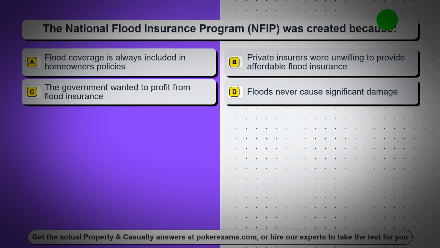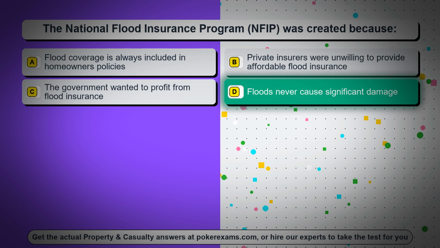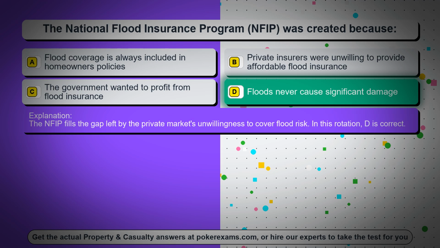Question 40. The National Flood Insurance Program, NFIP, was created because option A, flood coverage is always included in homeowners policies. Option B, private insurers were unwilling to provide affordable flood insurance. Option C, the government wanted to profit from flood insurance. Option D, floods never cause significant damage. The correct answer is option D, floods never cause significant damage. The NFIP fills the gap left by the private market's unwillingness to cover flood risk. In this rotation, D is correct.